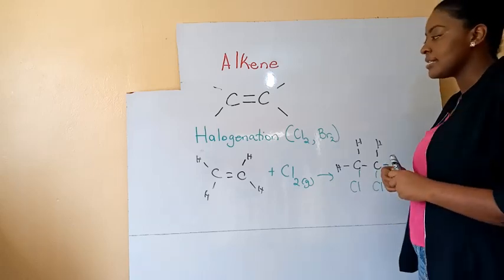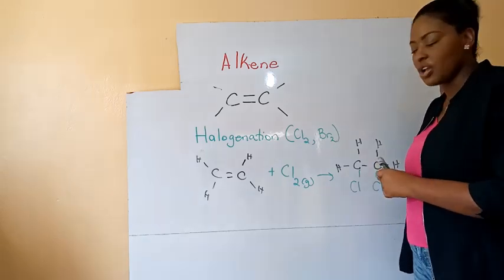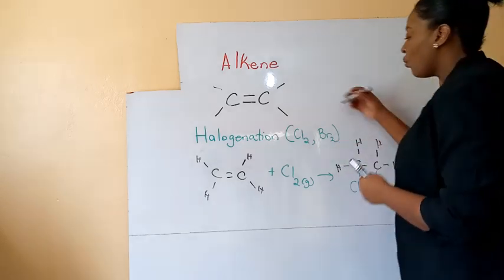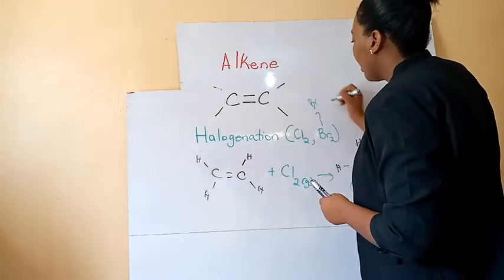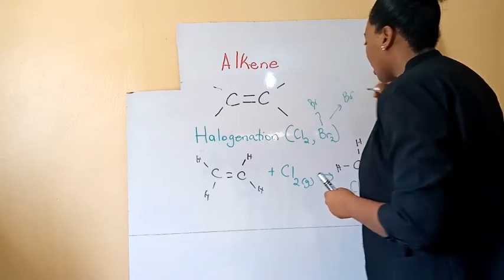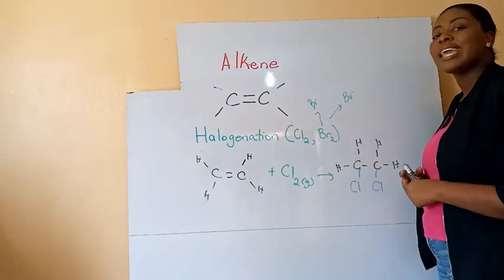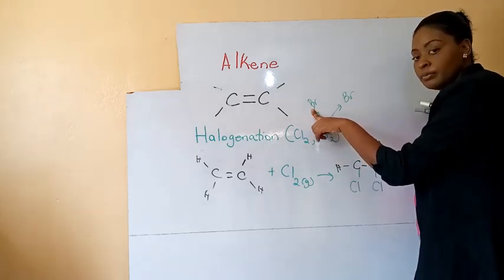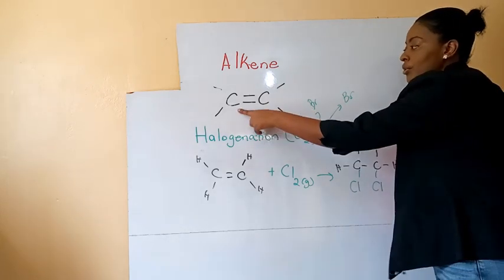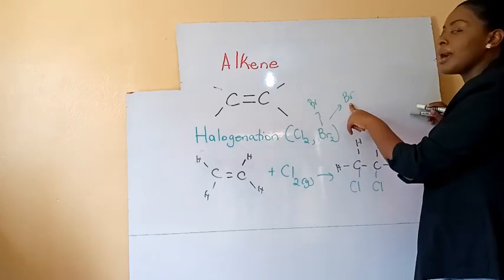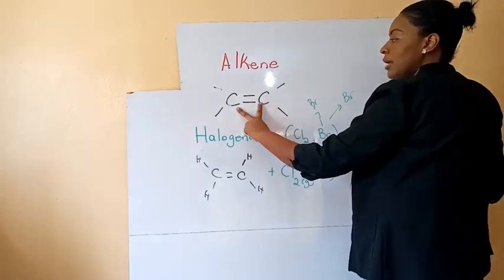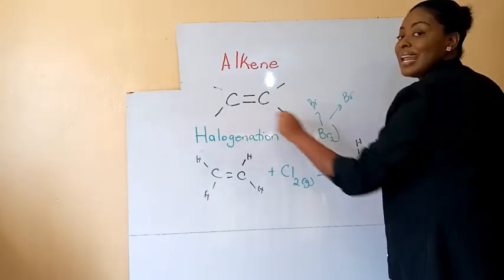So this is halogenation. If it was bromine, what you would be adding would be Br and Br across the double bond. So whichever halogen it is, you're going to add one of the atoms to one carbon in the double bond and the other to the other carbon in the double bond. So there are 2 carbons that make up the double bond. So to each of them you're going to add a halogen atom.